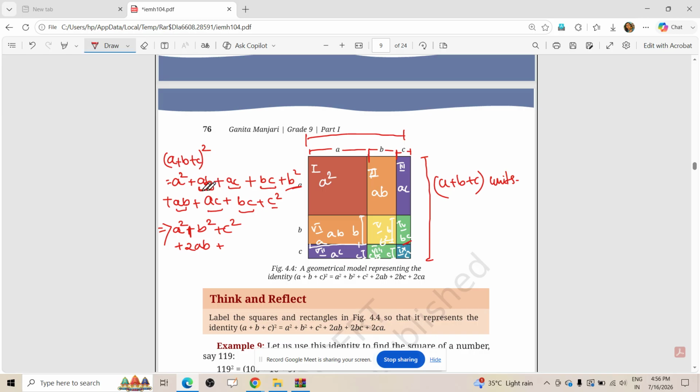Area of AB, we have 2 times, right? The second part's area is also AB, and the sixth part's area is also AB. So we have 2AB, 2BC, and 2AC. So this is how the formula becomes a squared plus b squared plus c squared plus 2ab plus 2bc plus 2ac. Okay, understood? This is the geometrical model of (a plus b plus c) whole squared.